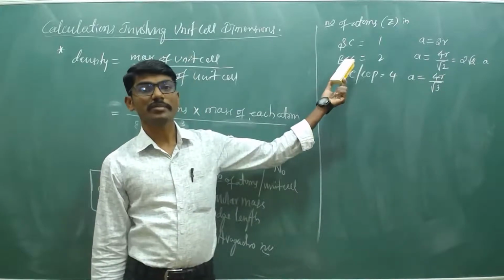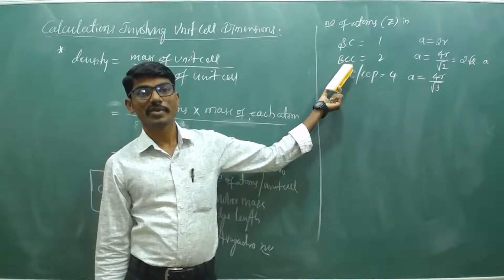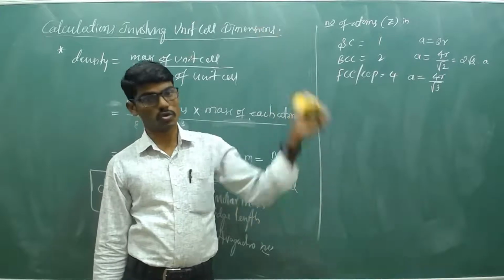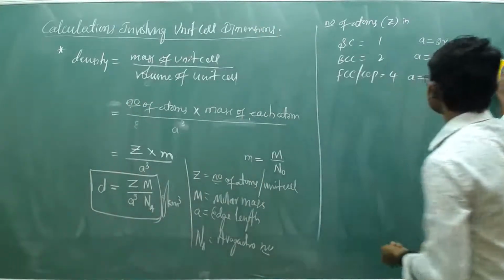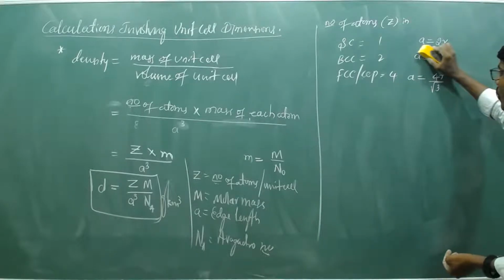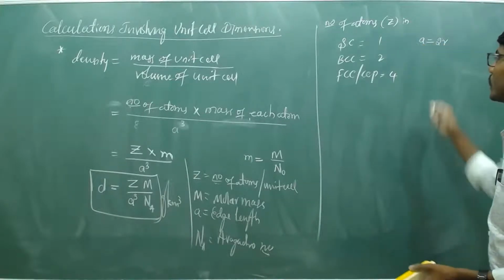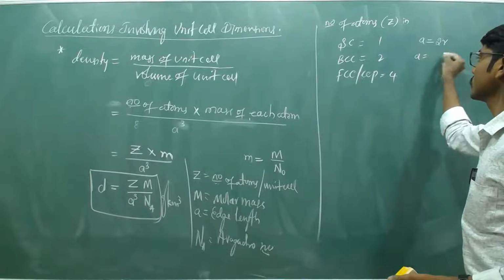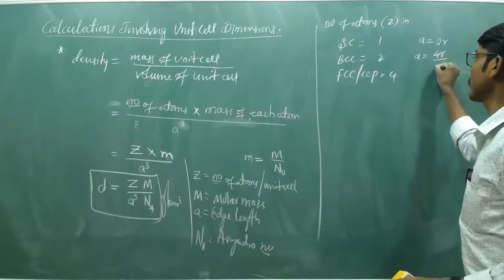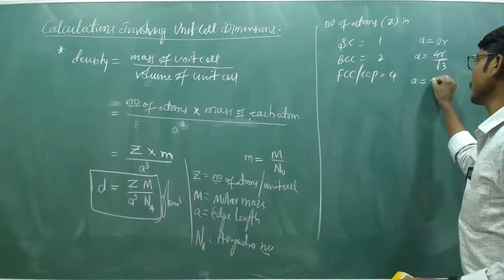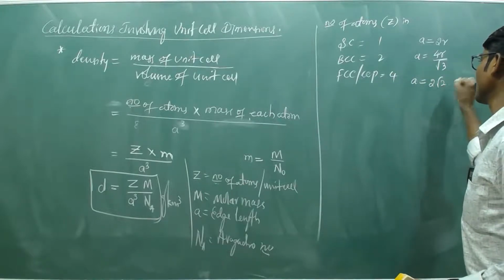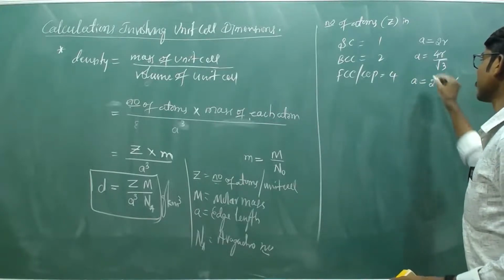In BCC, a is equal to 4R by root 3, whereas in face-centered, it is 2 root 2 into R.